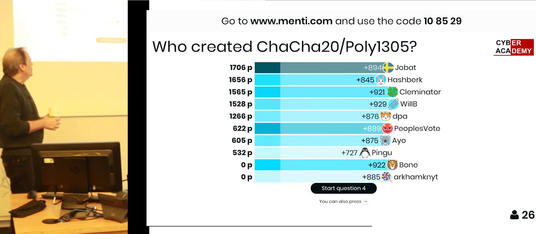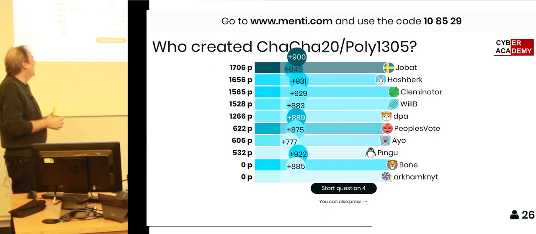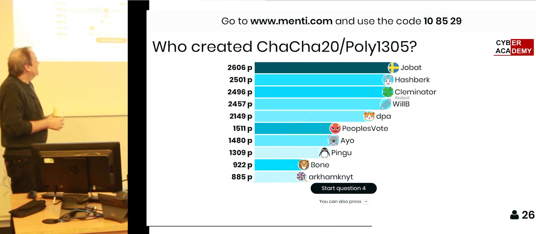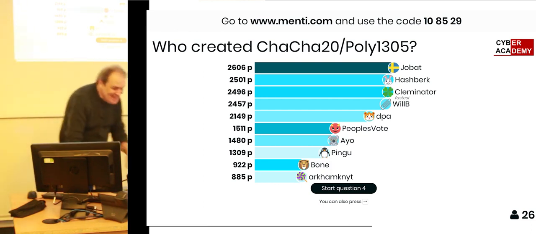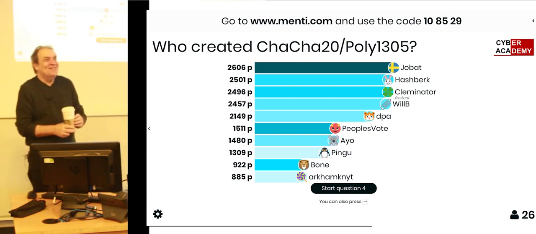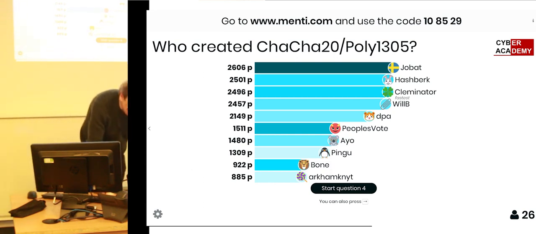It's People's Vote doing well this time. And it looks like it's still Jabot. Jabot, who's Jabot? Right, well done. Hesper, did you win last week? You won last week, didn't you? I'm monopoly this, but it's quite close. Clementator was the fastest there.